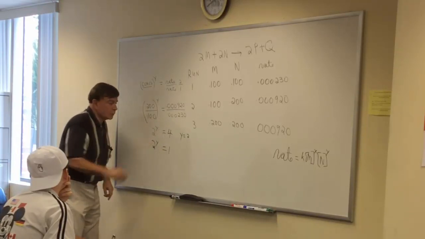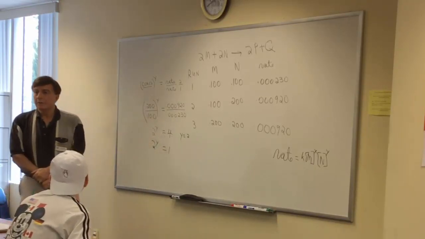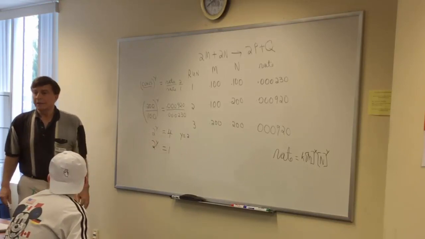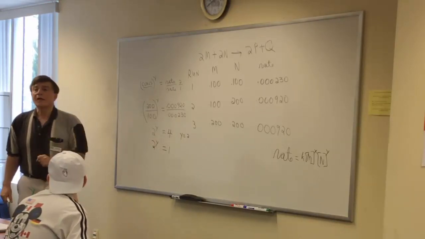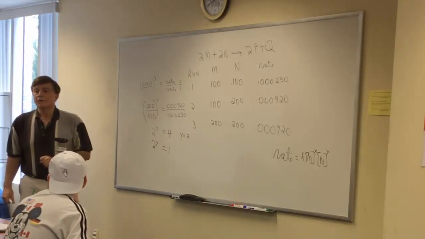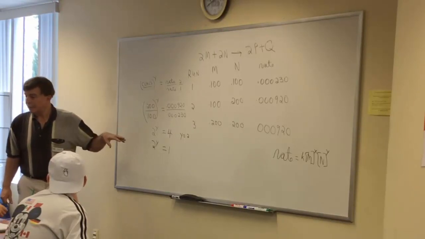If 2 to the y equals 1, what would y be? 0. Anything to the 0 is 1. On your flashcards, put that little tidbit on there, okay?